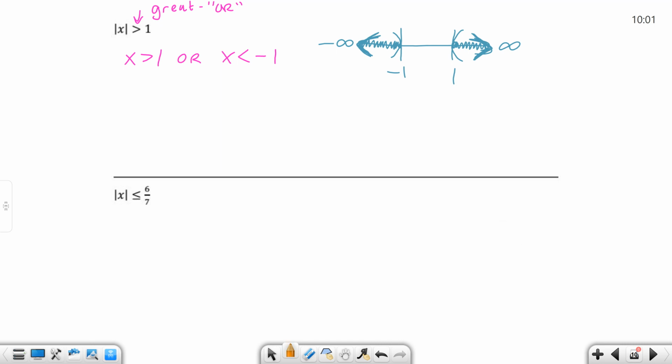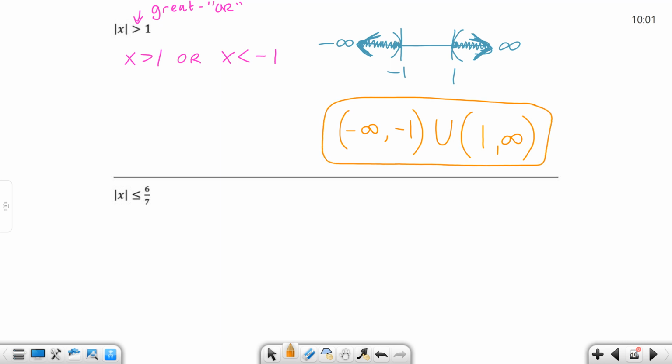And then we go from the number line to the what? Interval notation. Where did I start shading? Negative infinity, comma what? Negative 1. And here, both of them get what? Both of them get parentheses. And then union, right? That's the or union. Parenthesis 1, comma, infinity with a parenthesis around both of those as well.